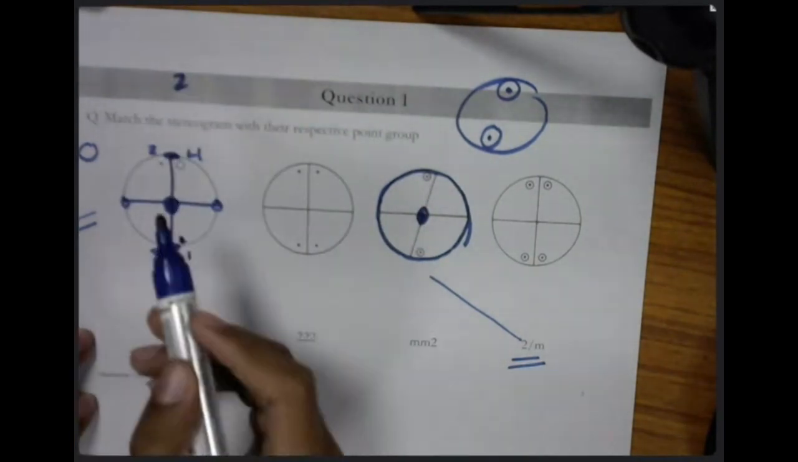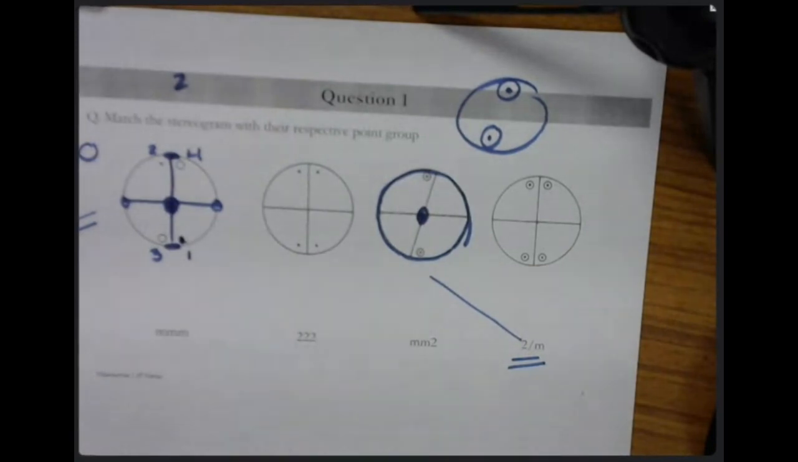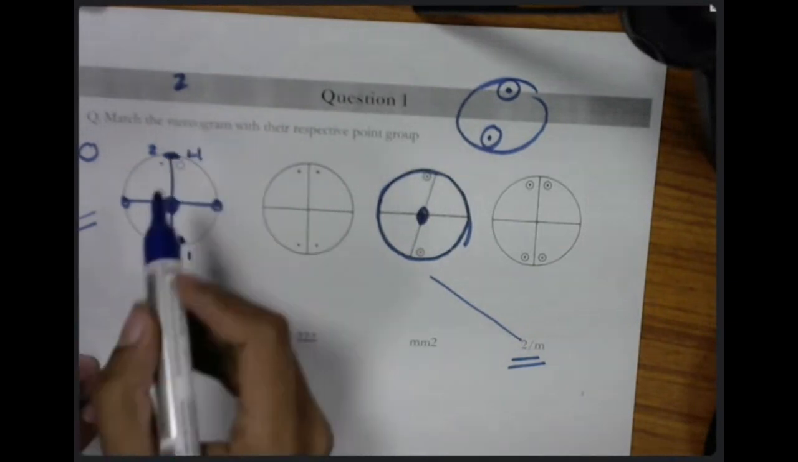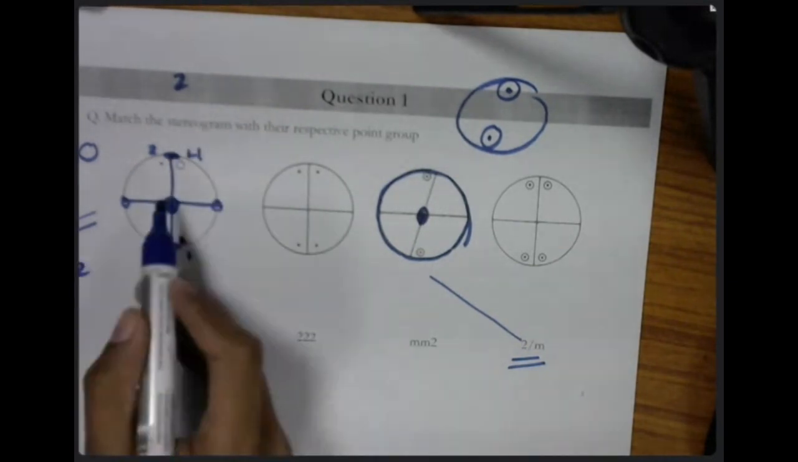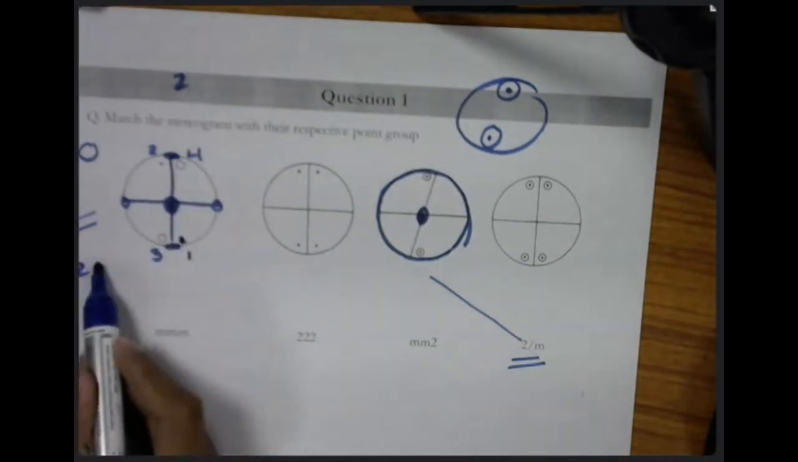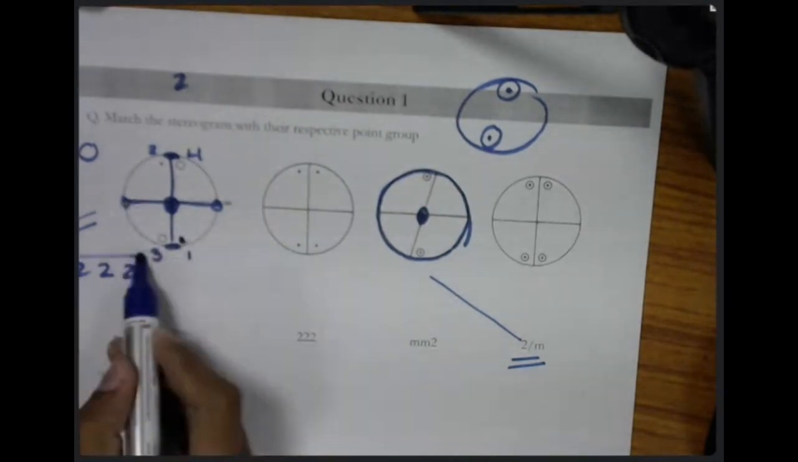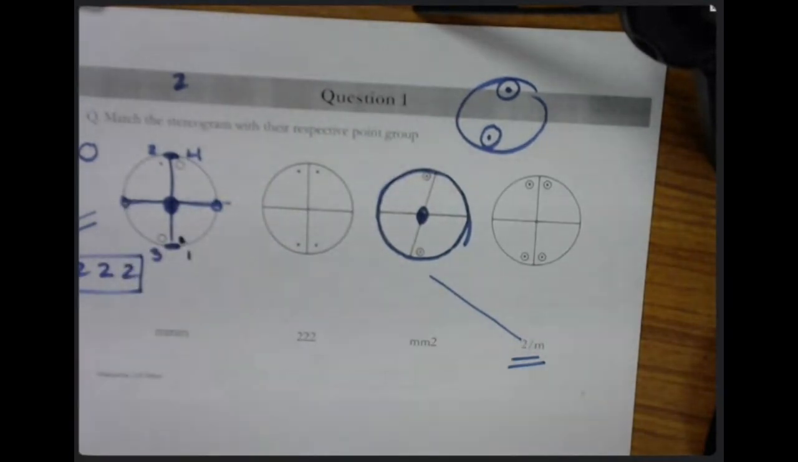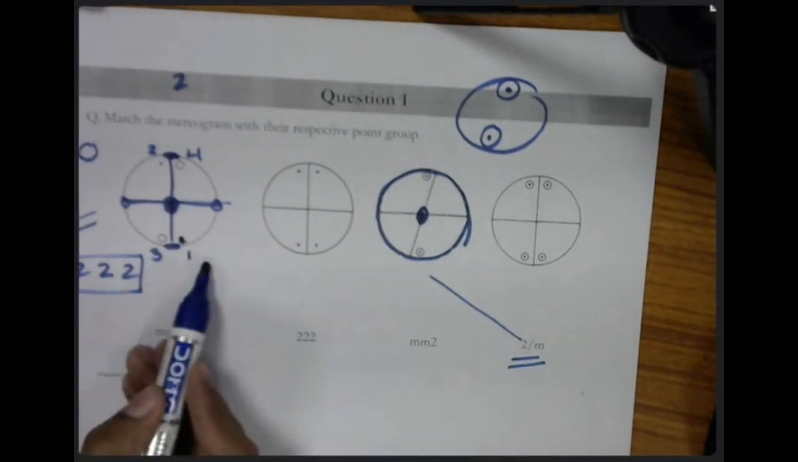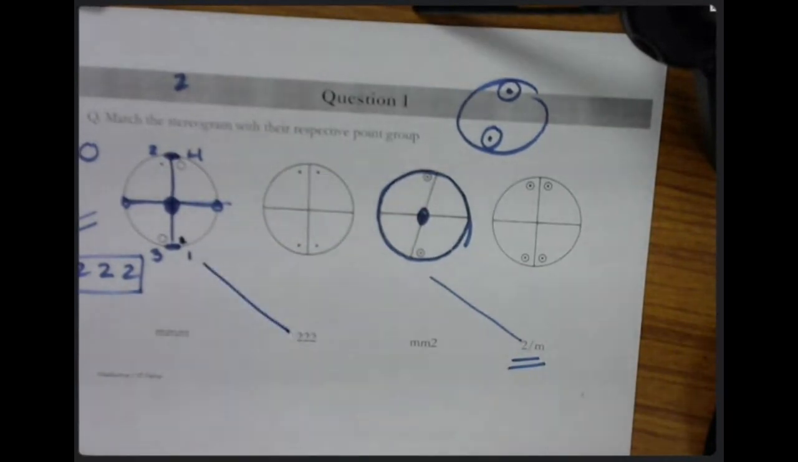So this is a combination of two proper axes. This is the dihedral group. So there is a twofold, there is another twofold, and there is another twofold. So it will be 2, 2, 2. And we can match this particular one with the 2, 2, 2. Now, let's move to the next one.